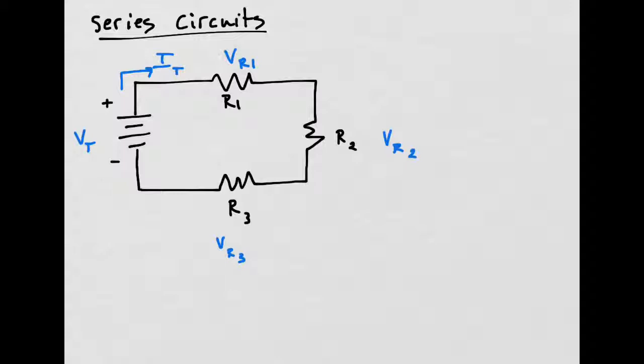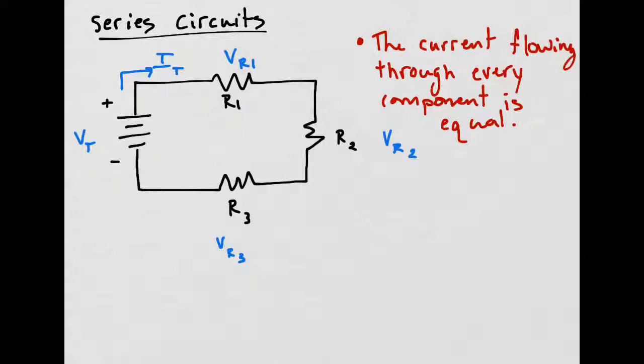So the current flowing through this is going to be the same amount of current flowing through this, flowing through that, flowing through that. There's only one way for the current to go, so the current is just constant everywhere on this circuit. So the current flowing through every component is equal.